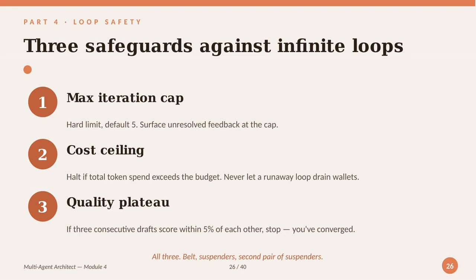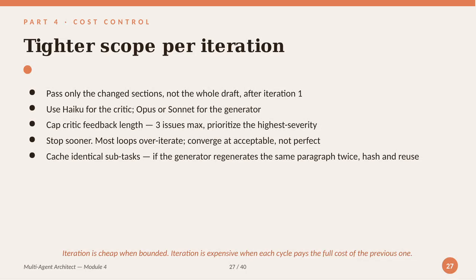Quality plateau. If 3 consecutive drafts score within 5% of each other, stop. You've converged in practice even if the critic technically didn't approve. This is the safeguard against an over-strict critic that keeps demanding tweaks the generator can't make. All 3. The downside of having all 3 is one wasted run when one of them triggers a stop you didn't actually need. The downside of not having them is unbounded compute. Pick the small downside.